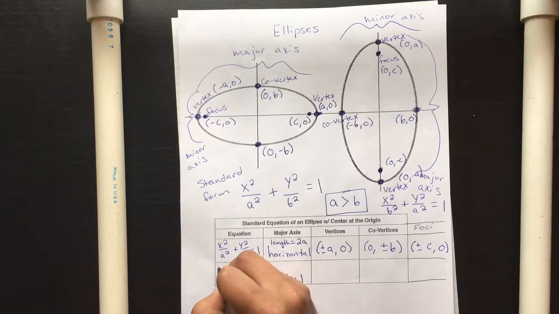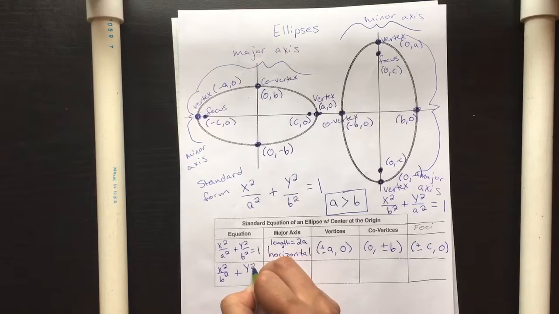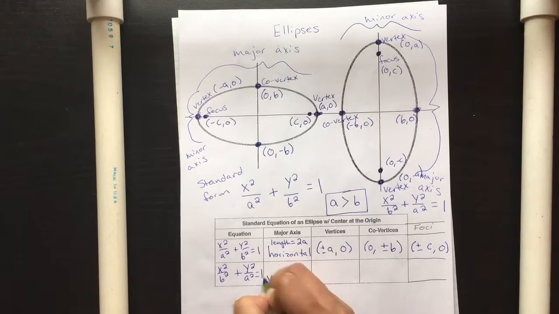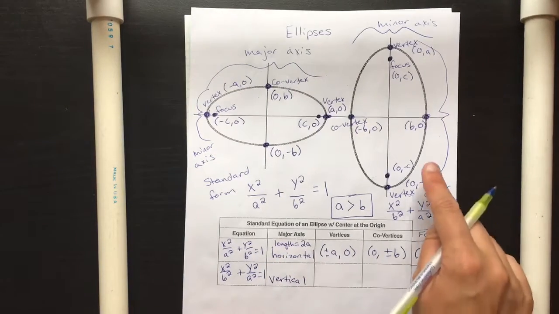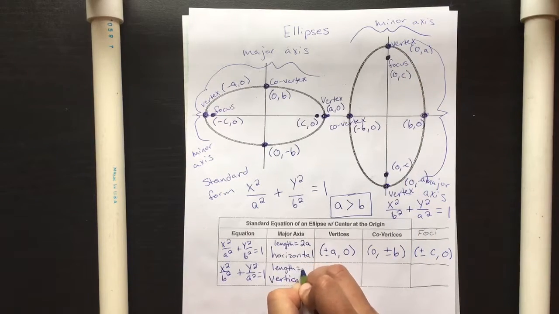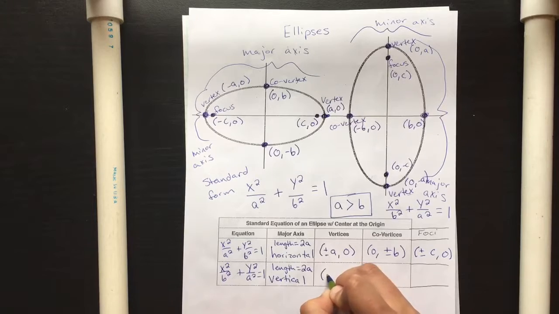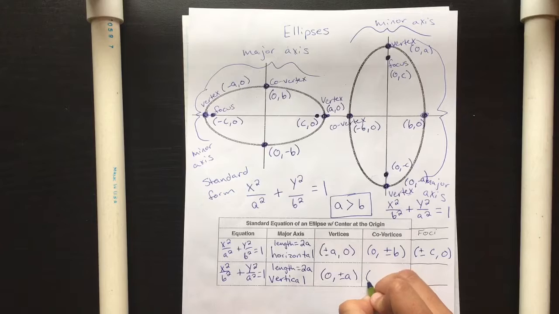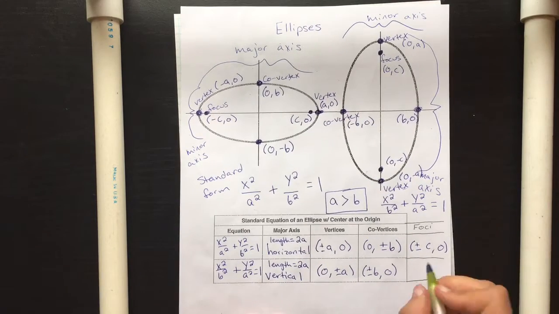All right, so again, our equation is x squared over b squared plus y squared over a squared equals 1. And again, the length of the major axis is 2 times a. And then everything's just kind of flipped around. So our vertices are 0 comma plus or minus a. Our co-vertices are plus or minus b comma 0. And our foci are 0 comma plus or minus c.